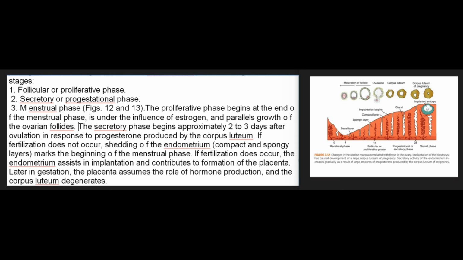The proliferative phase begins at the end of the menstrual phase, is under the influence of estrogen, and parallels growth of the ovarian follicles.